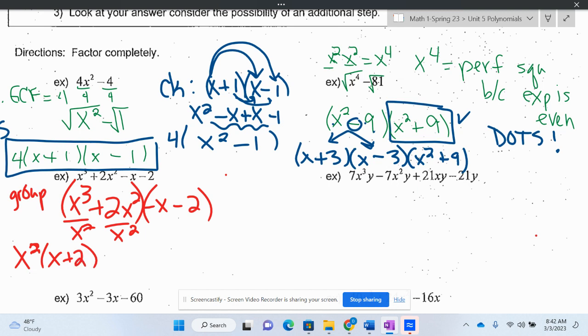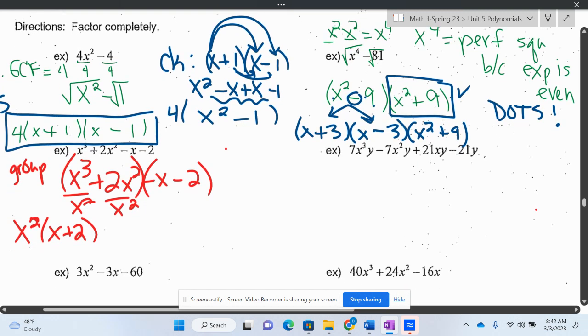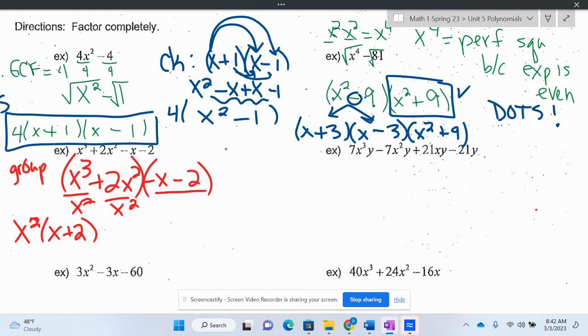What can I take out of the second grouping? I need this to end up being x plus 2. And right now it's negative x minus 2. Yeah, I have to take out a negative 1. Negative x divided by negative 1 gives me a positive x. Negative 2 divided by negative 1 gives me a positive 2. Now, do I have my copycat? I do. My copycat is x plus 2.